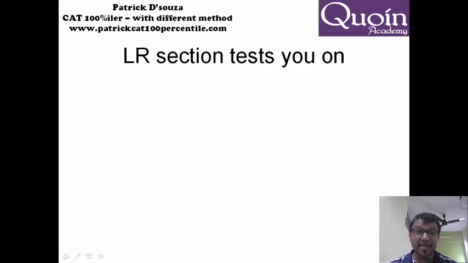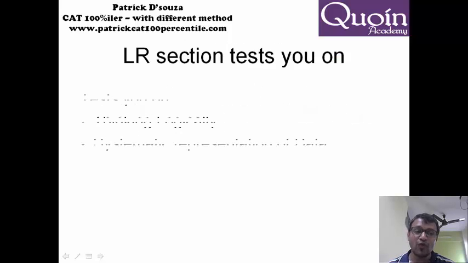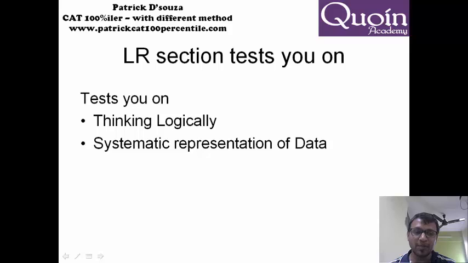So what does the logic section test you on? First, it tests you on thinking logically. That means you need to be able to think well to be able to answer the question. Second, it checks how well you are able to systematically represent the data. If you are able to represent the data systematically, you will be able to solve the question. So these are the two focus areas of the section.